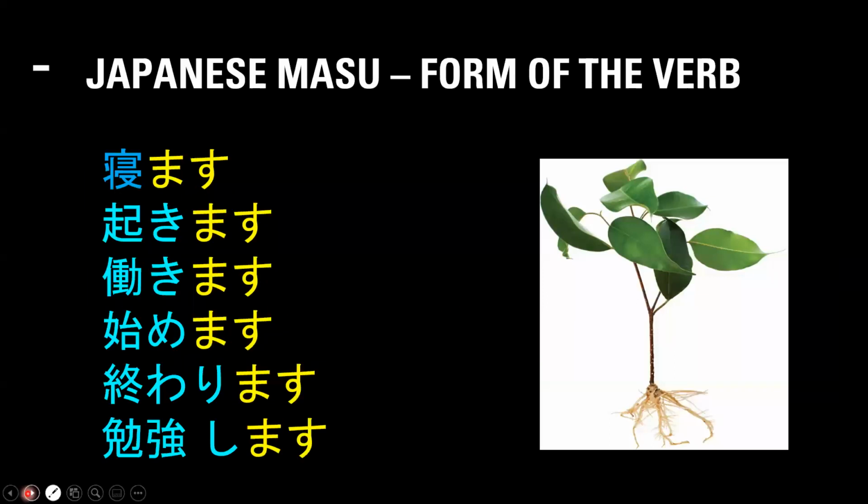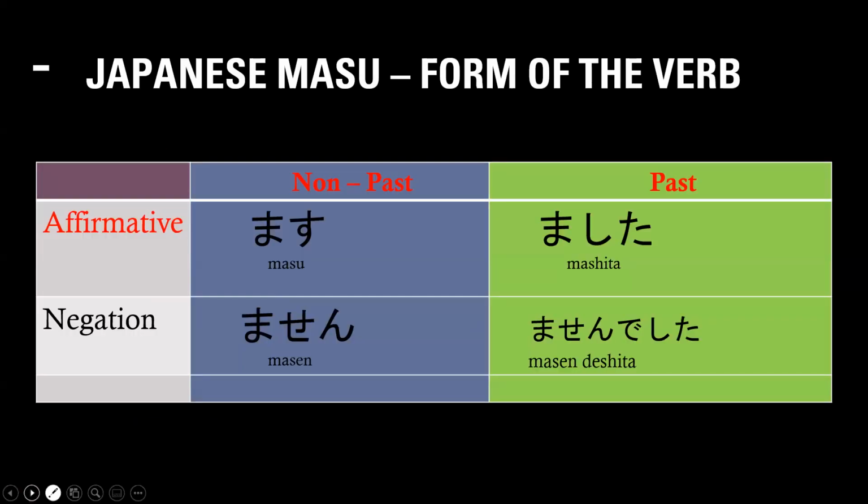So ibig sabihin nemas sa tulog ka, no? Nemasen deshta. Nemasen, which means I don't sleep or I will not sleep. Now, deshta, it's past tense. I don't sleep. So meaning to say, hindi ka natulog. Maaring you're referring to a certain time context.